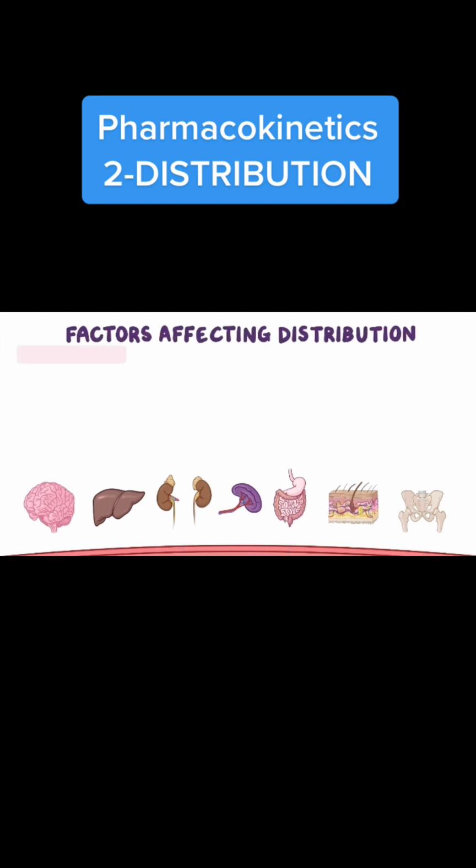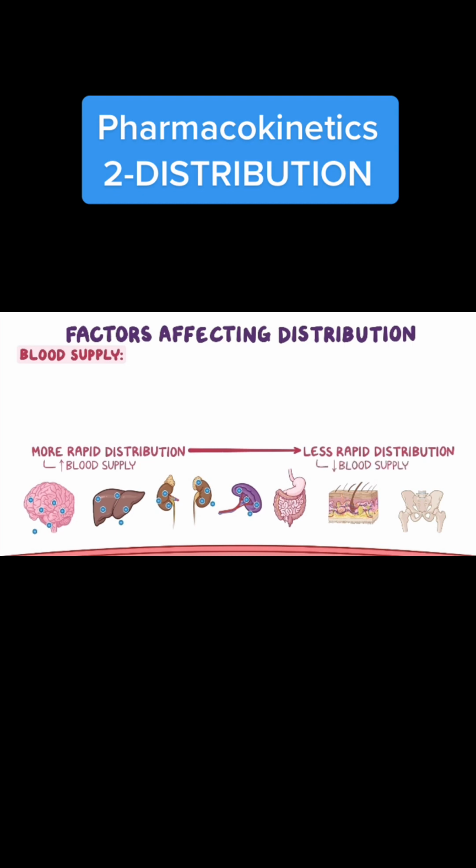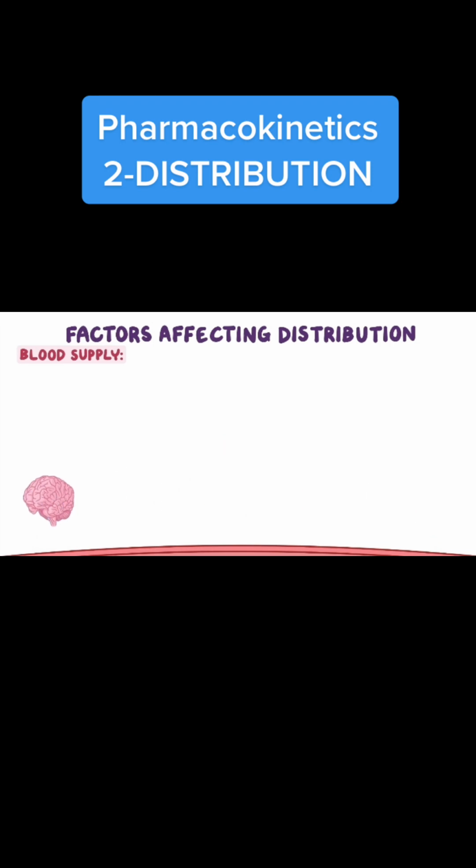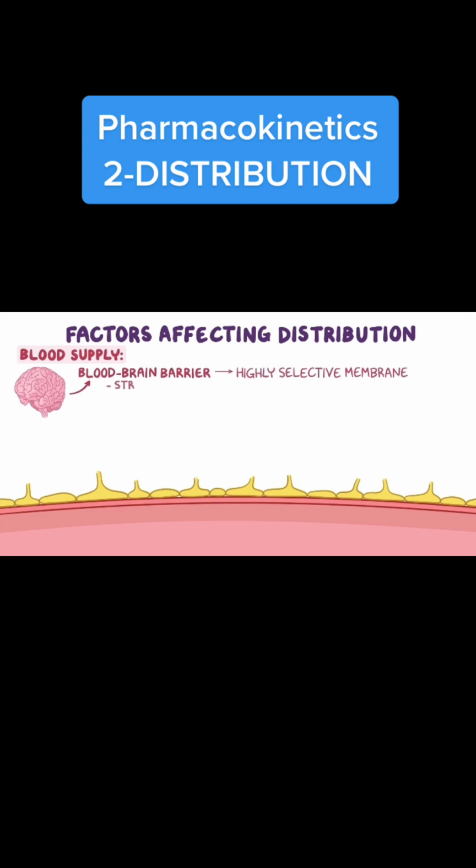One such factor is blood supply to different tissues. Medications are more rapidly distributed to body tissues that receive large amounts of blood supply, like the brain, liver, kidneys, and spleen, and less rapidly to the tissues with lower blood supply, like the GI tract, skin, adipose tissue, and bones. However, some tissues, like the brain, have an additional filter or barrier, known as the blood-brain barrier, which is a highly selective membrane that strictly regulates which substances are able to cross.